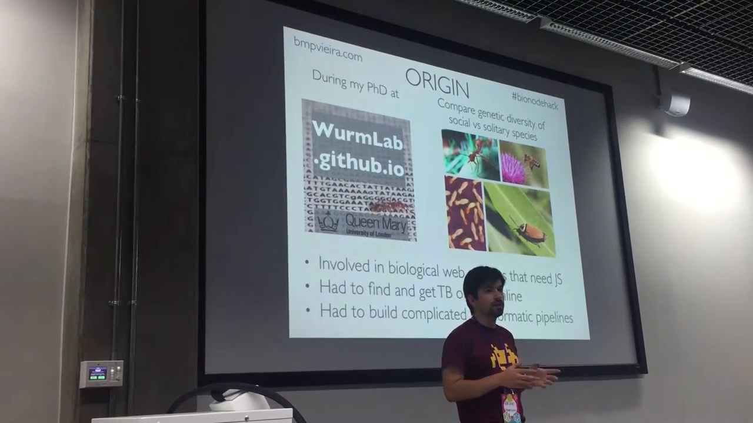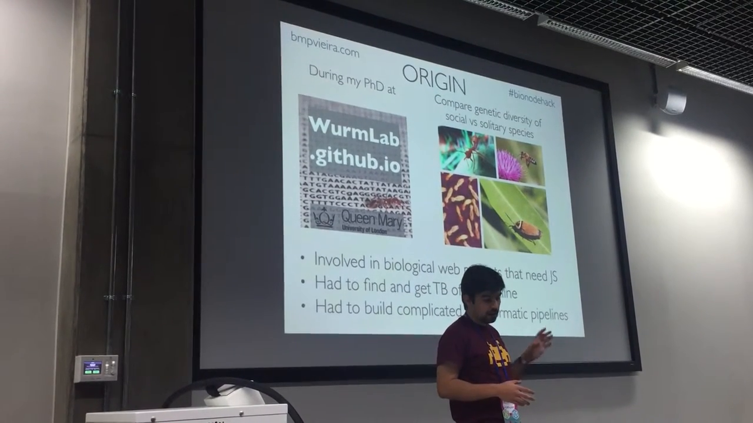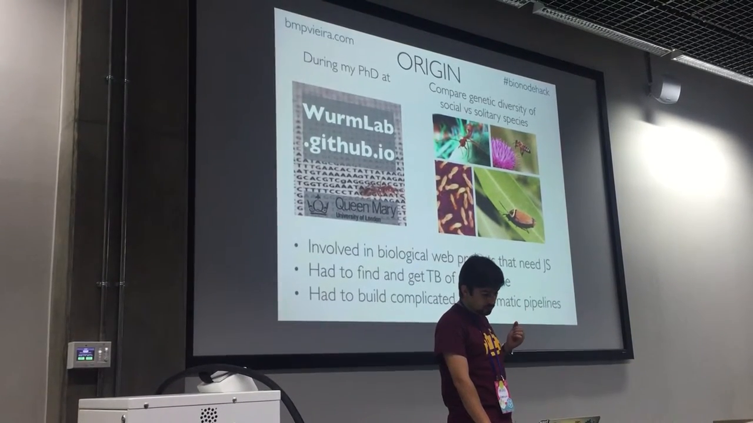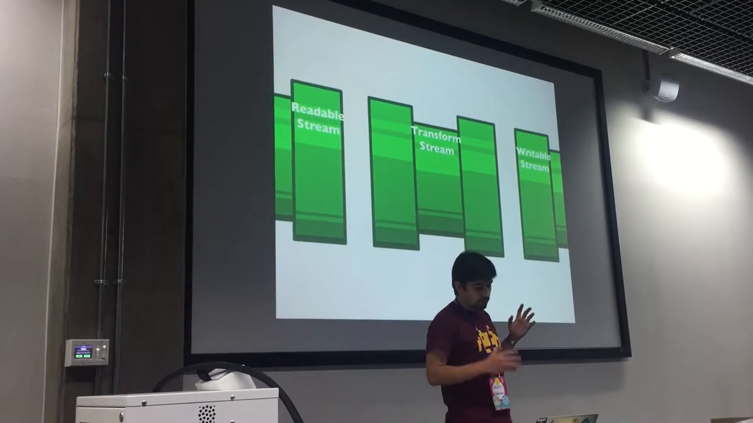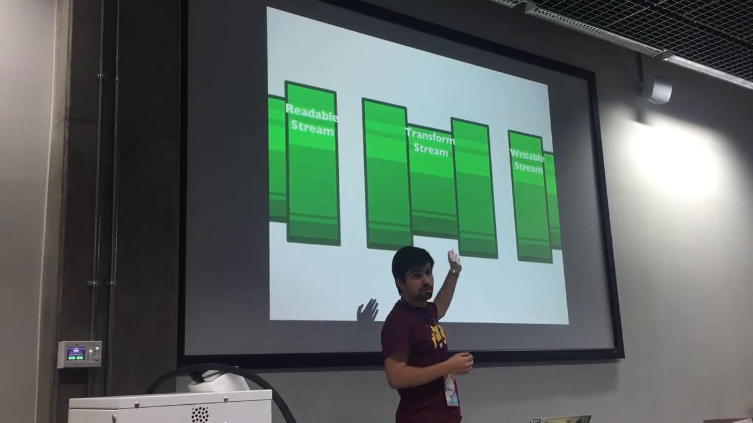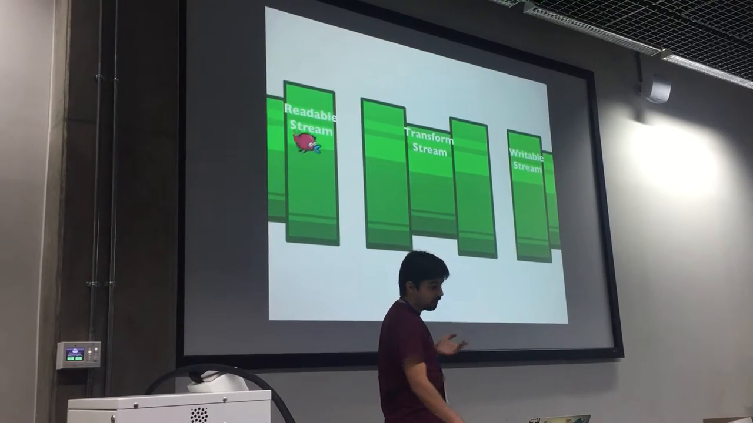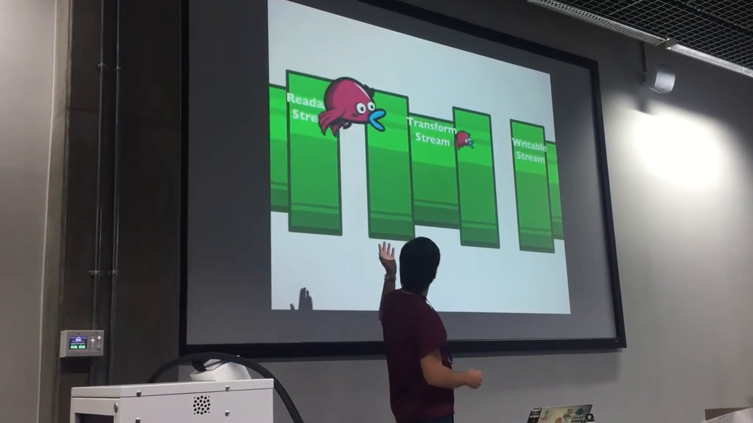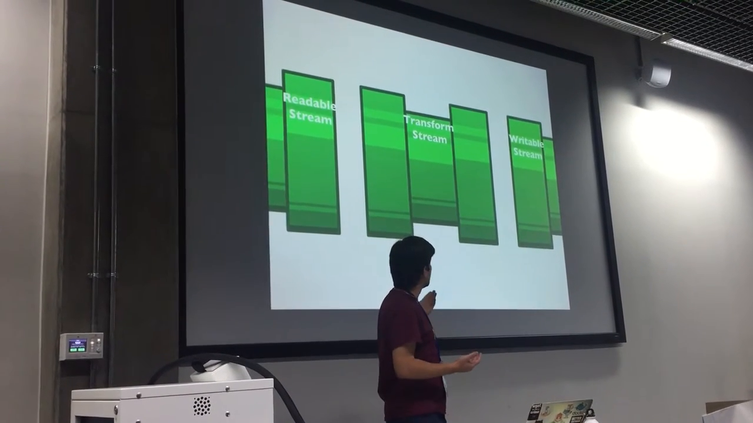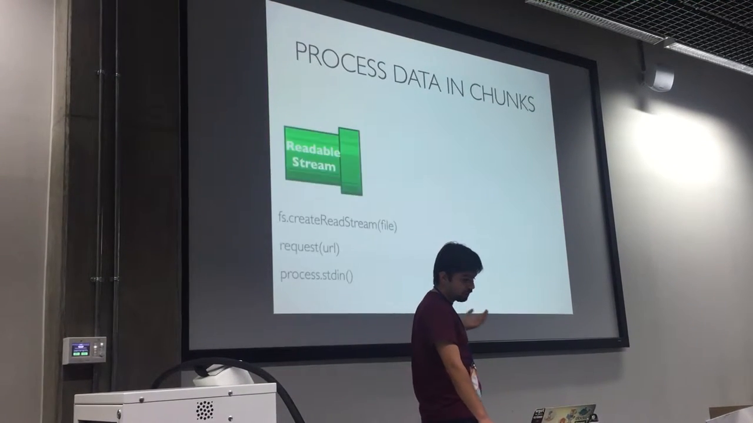And then the other thing is, in bioinformatics, we create very complicated data analysis pipelines, and I think using Node.js streams makes it very easy to build these things. So, what are Node.js streams? You can have readable streams, transform streams, and writable streams, and basically what happens is you have your data coming from a readable stream, and then it gets to a transform stream and can be transformed into something, and written somewhere. And the way this looks in the code is this.